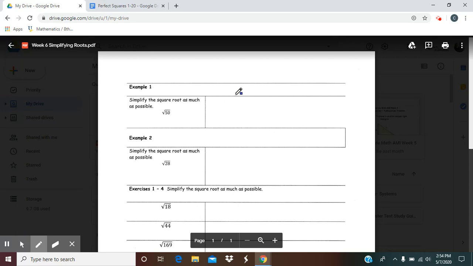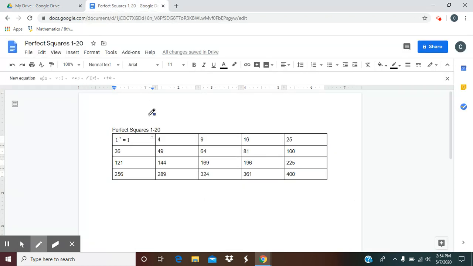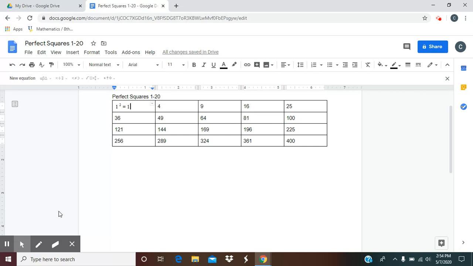So 1 times 50 is 50. Those are considered factors. 2 times 25 equals 50, those two numbers are also considered factors of 50. So what you want to do is go through your perfect squares and ask yourself, are any of these factors of 50?